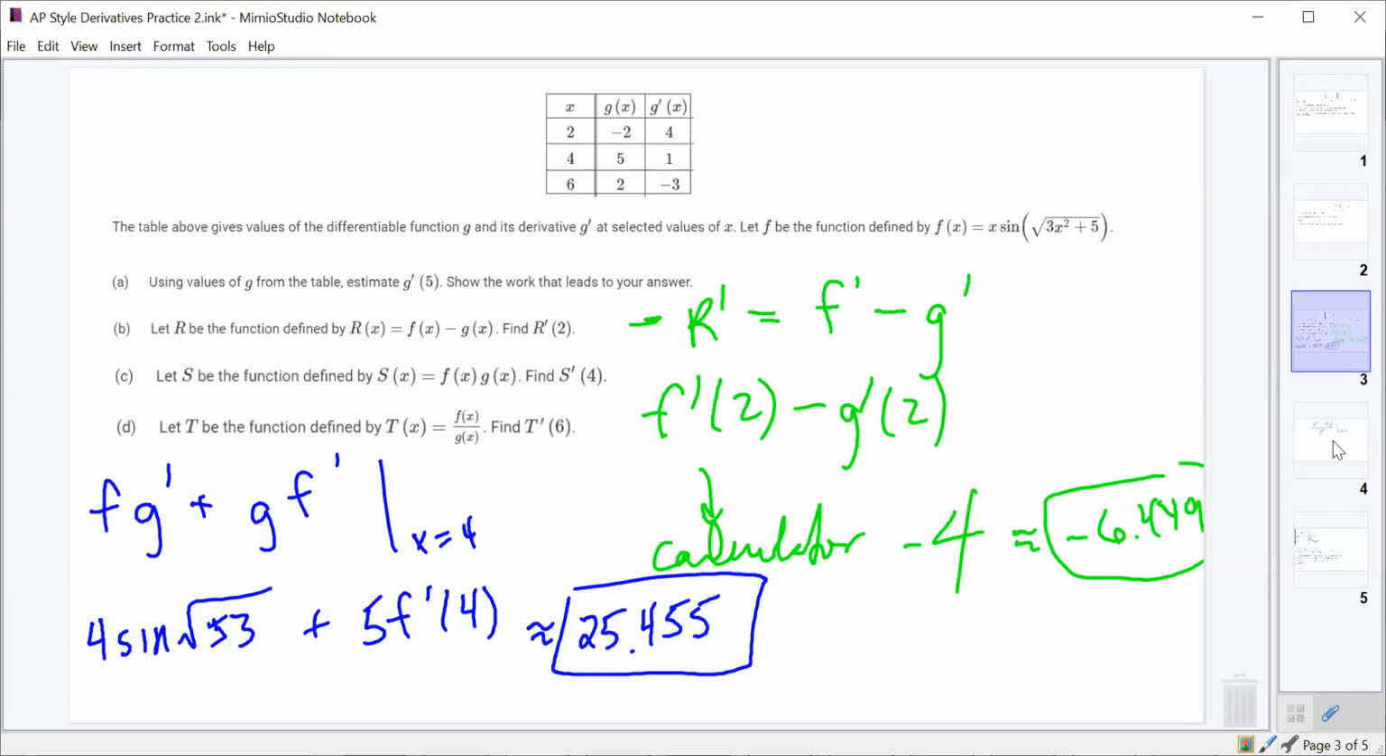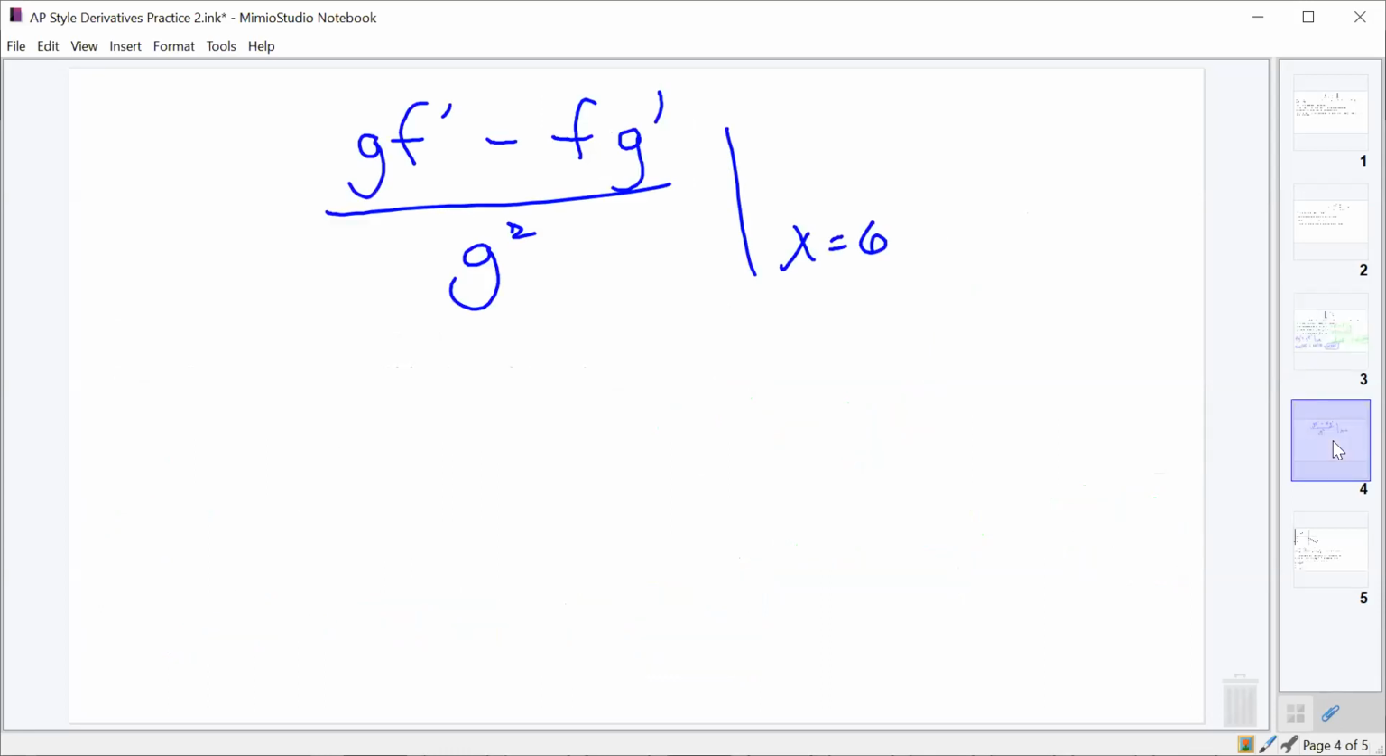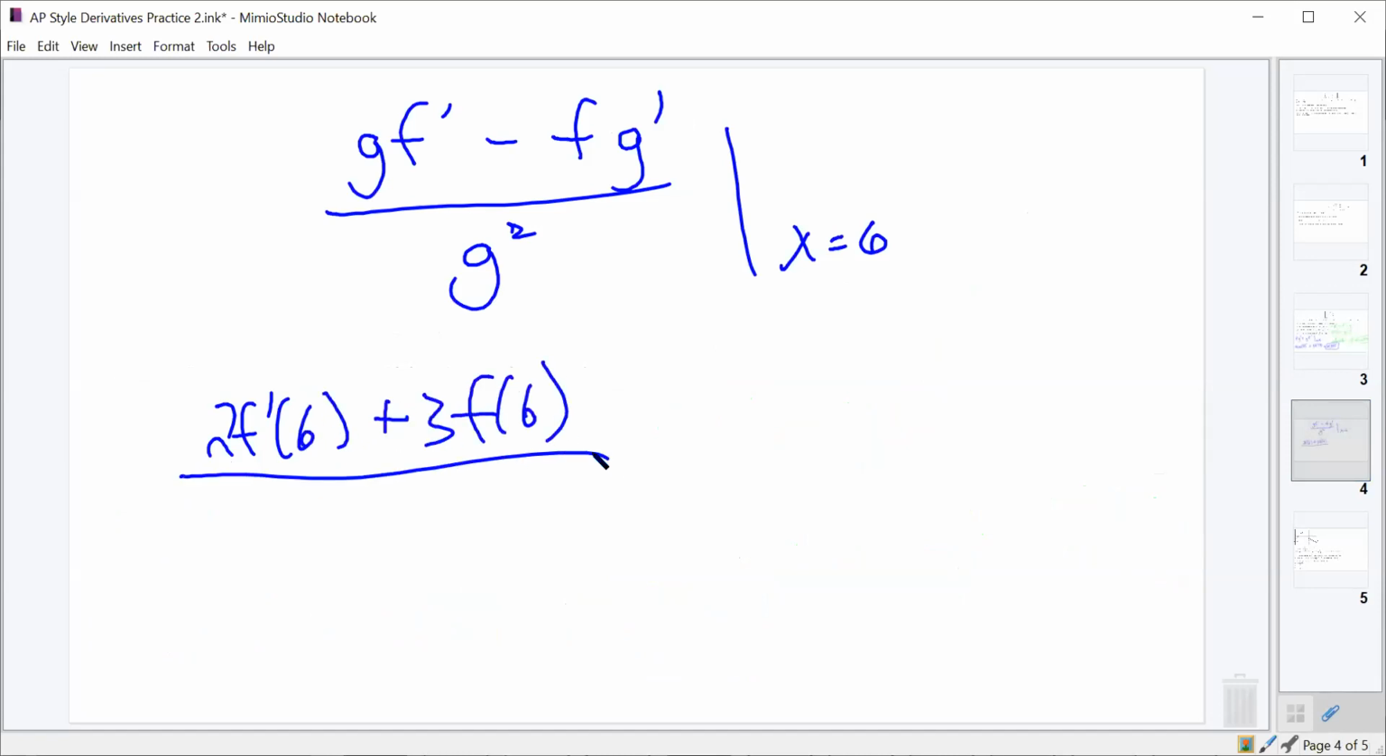So g of 6 is 2, and g prime of 6 is negative 3. So this will be 2 f prime of 6 plus 3 f of 6 all over 2 squared. So that's a minus 3 for the g prime, so we'll make that a plus 3. Everybody good with that?